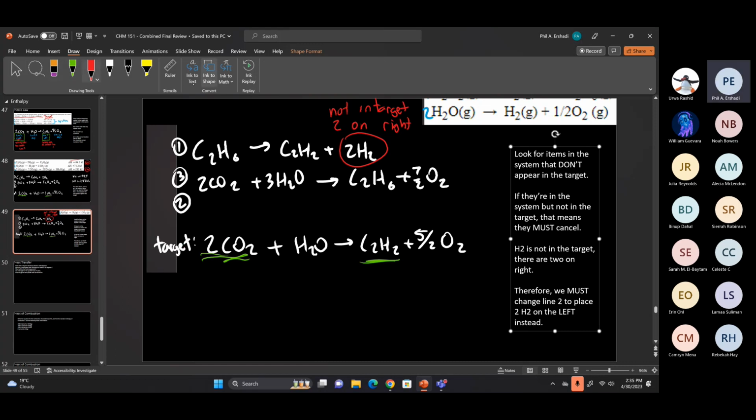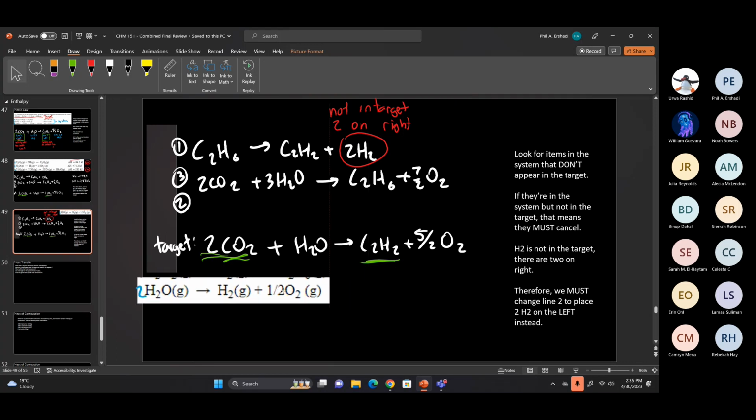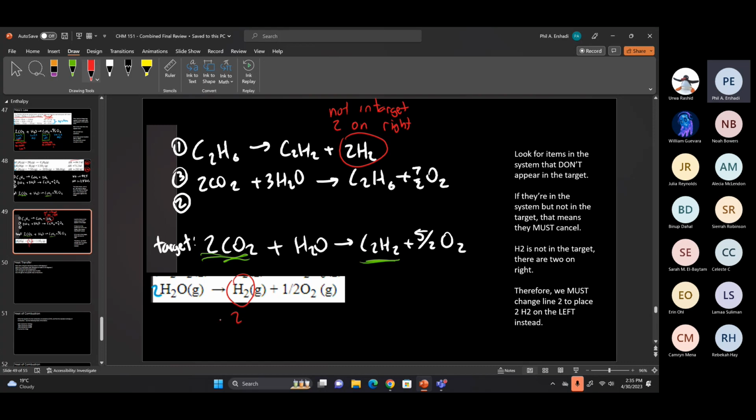I'm going to now move this down. So let me just box that in. We have an H2. We need 2 on the left. Is the H2 in the correct position, or do I need to switch this around? Should think about this.